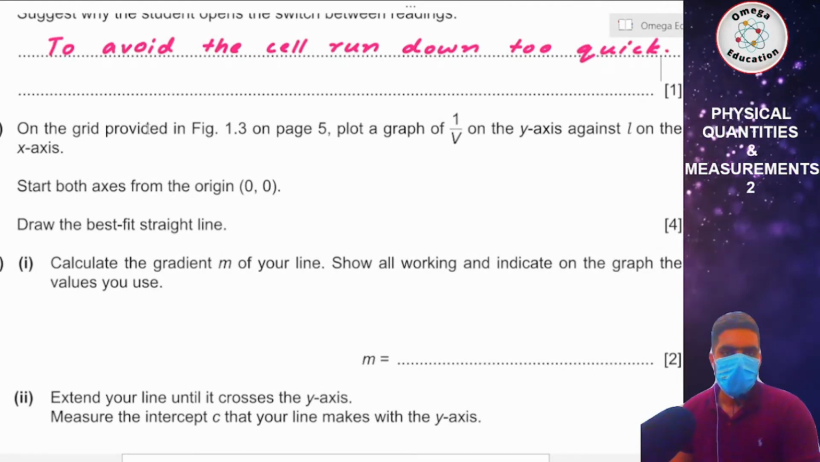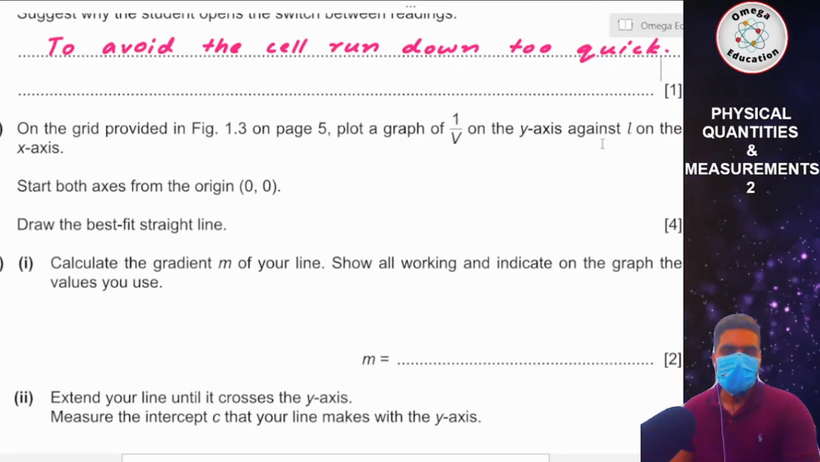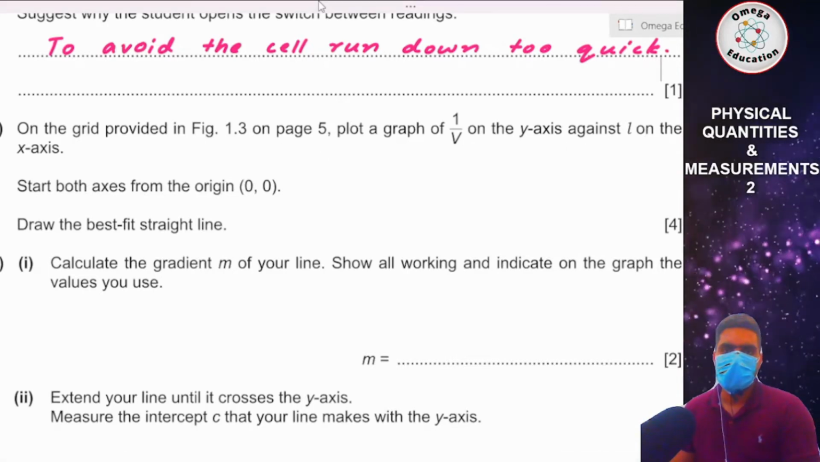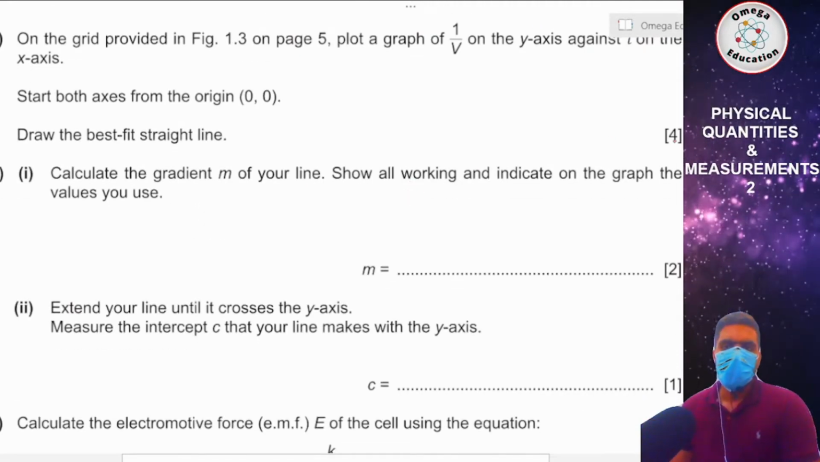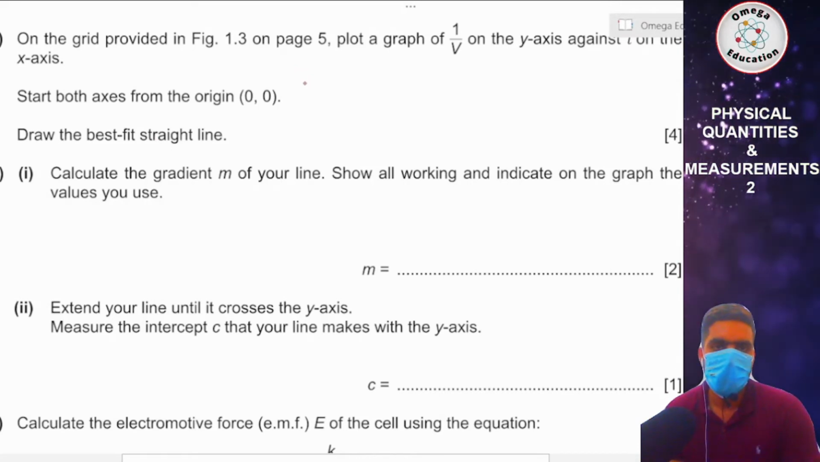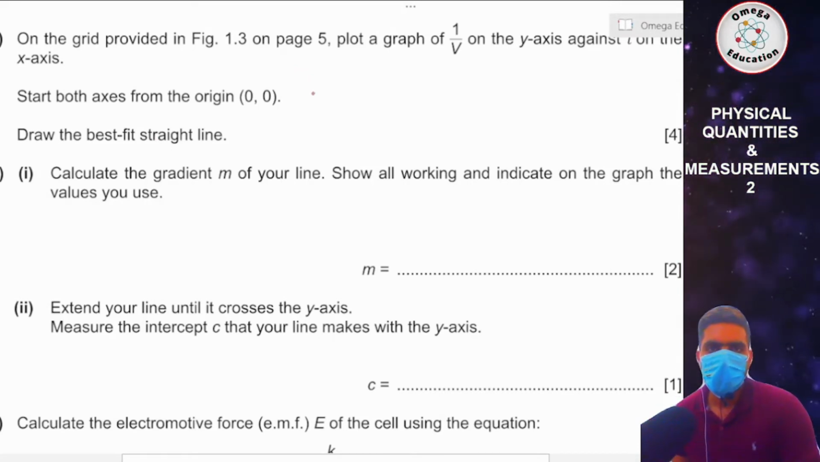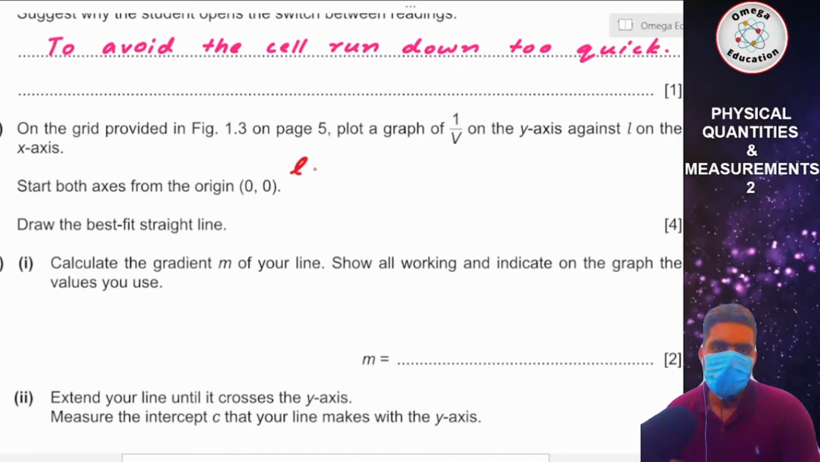On the grid provided in space 1.3 on page number 5, plot a graph of 1 over V on the y-axis and L on the x-axis. And that is once again a 4-mark question. We have to cover up 4 marks in such a way. The first mark is for labeling the axis.